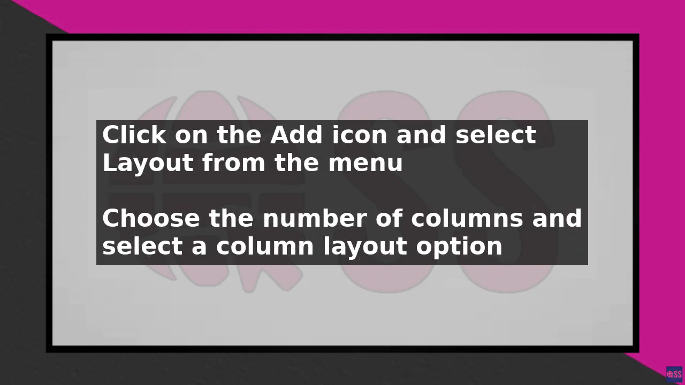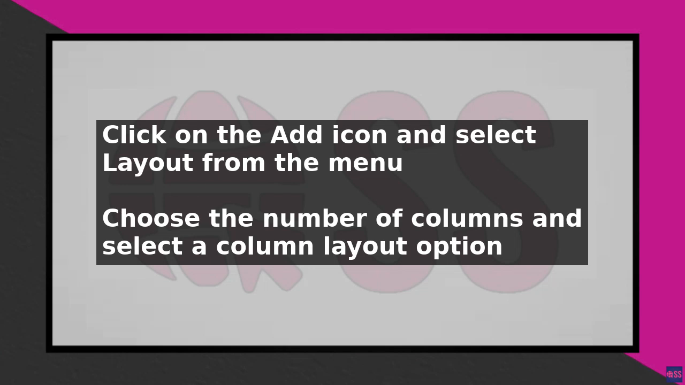Once you have selected your column layout, you can customize the columns by dragging and dropping them into place. You can also resize the columns by clicking and dragging the borders. To add content to your columns, click on the Add icon and select the type of content you want to add, such as text, images, or videos.